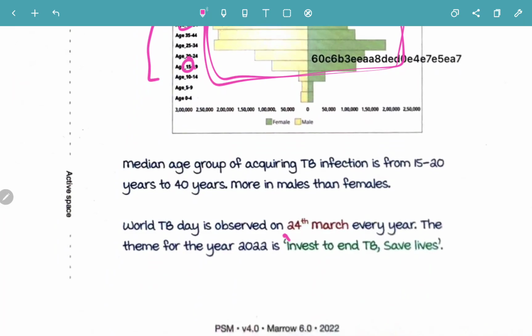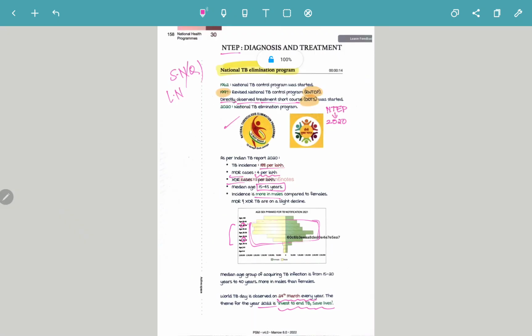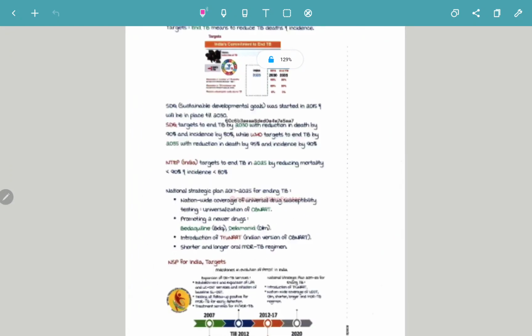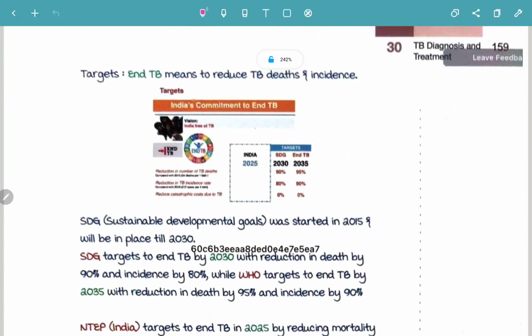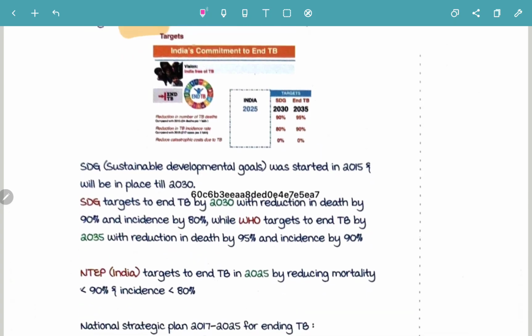World TB Day is observed on 24th March, as we already studied. The theme for 2022 is Invest to End TB and Save Lives. Next, targets: you have the End TB target. What is it? It means to reduce the TB deaths as well as to reduce the TB incidence.